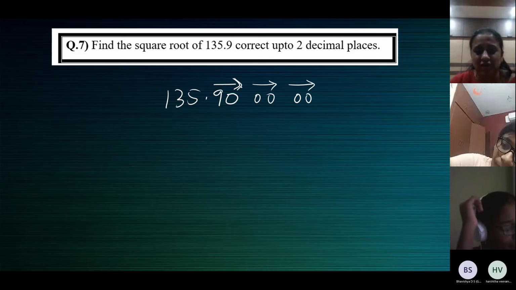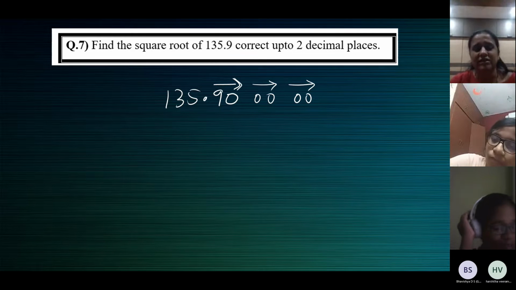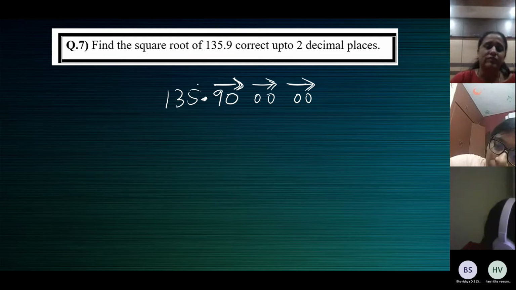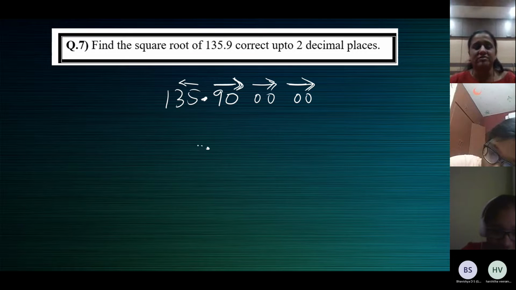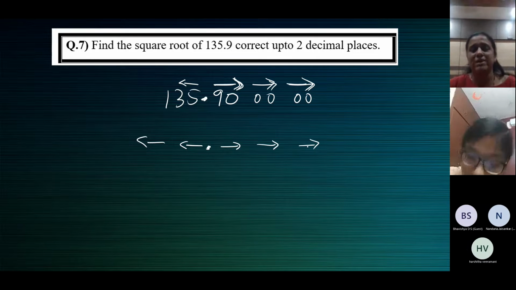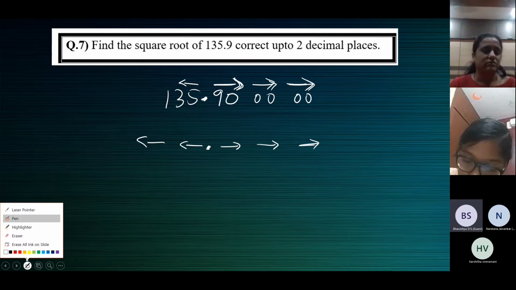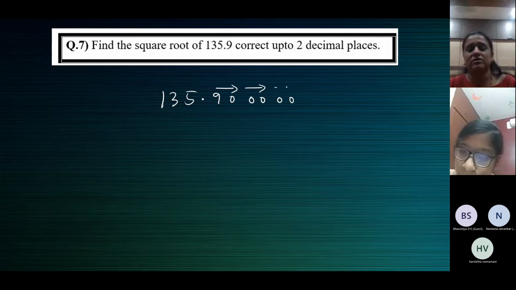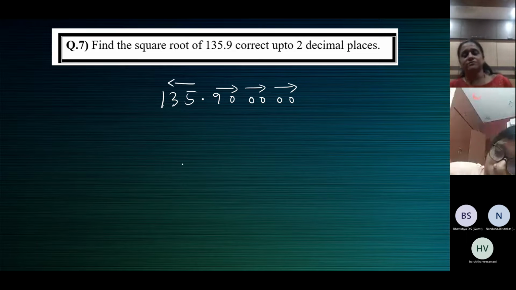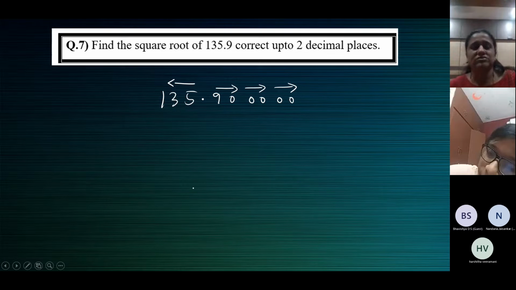No, you don't have to show this arrow, children. I'm just reminding you that after the decimal point, we group in this direction. Before the decimal point, we group in this direction. We make pairs in this direction. You can just put a bar, but I just remind children the direction. So I show the arrow. Now the rest is the same.